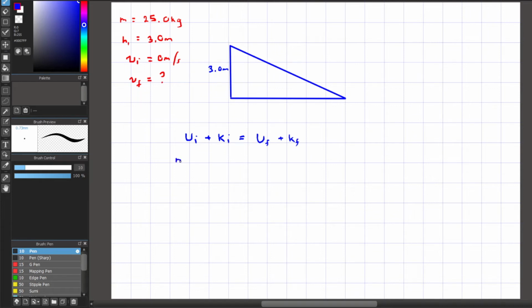Well, we know how to define kinetic energy. Kinetic energy is defined by 1/2 mv squared, right? And then the v changes based on whether you're talking about initial or final kinetic energy.